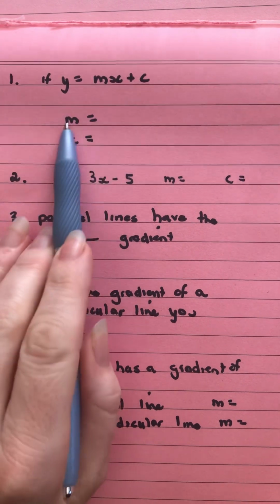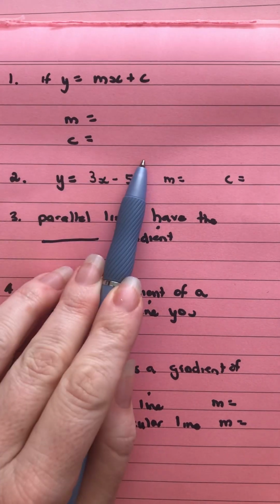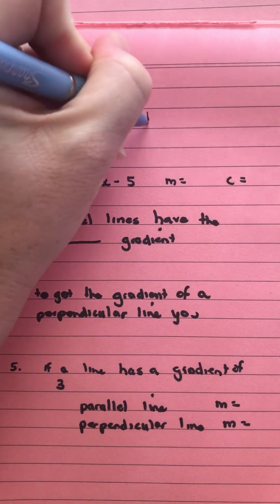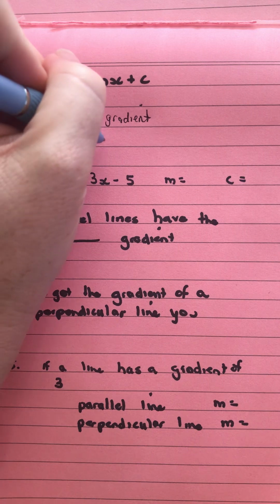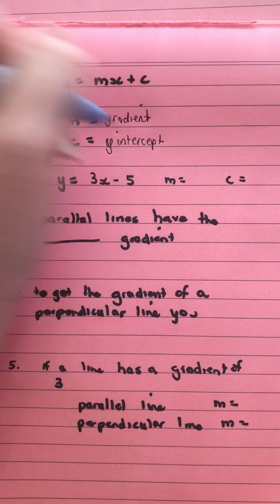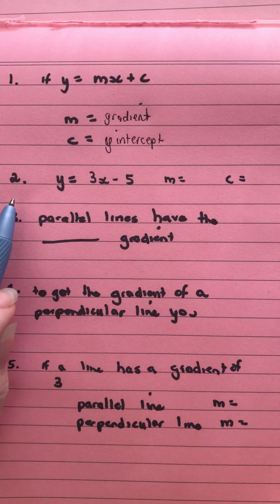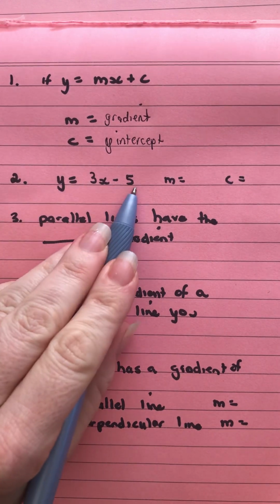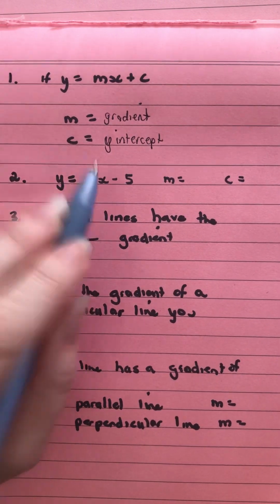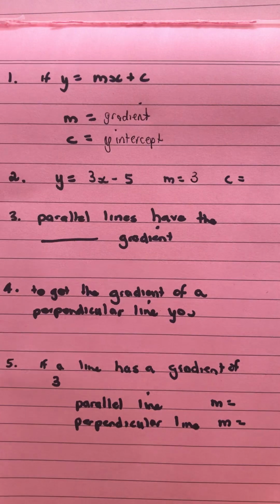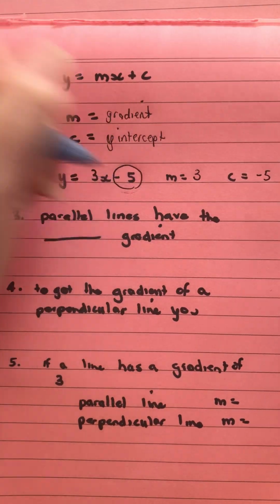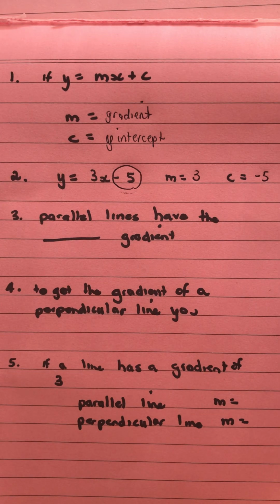So to start with, we had a question where it said if y was equal to mx plus c, what does the m stand for and what does the c stand for? So our m stands for the gradient of the line, and the c stands for the y-intercept. And then we had our next question where we had y equals 3x minus 5, and we wanted to say what the m was and what the c was in this particular equation. So in this equation, our m is 3, our gradient is 3, and our y-intercept is negative 5. It's important to include that negative with it when we answer our question.